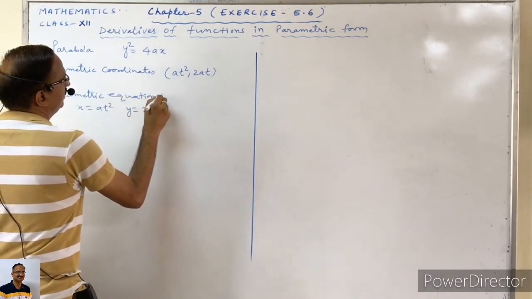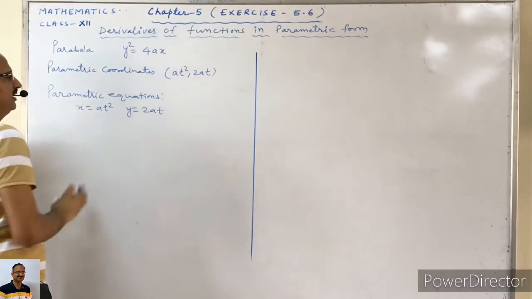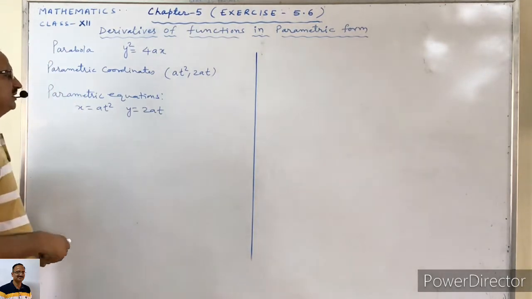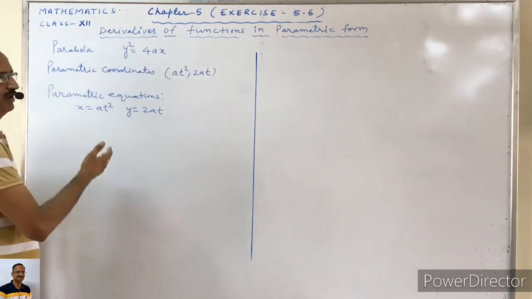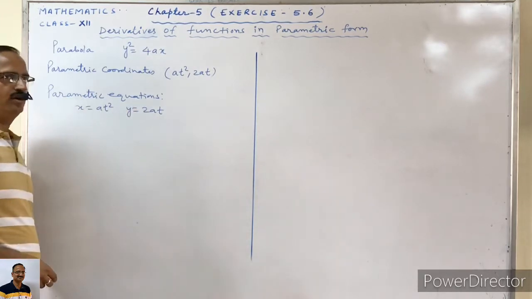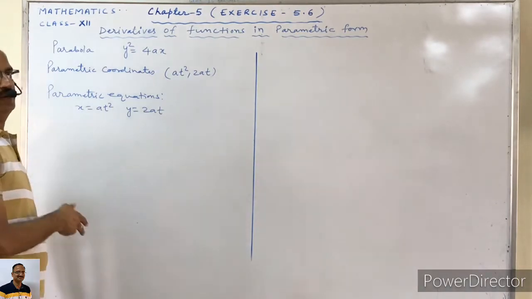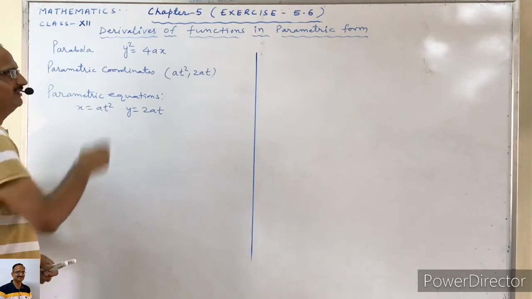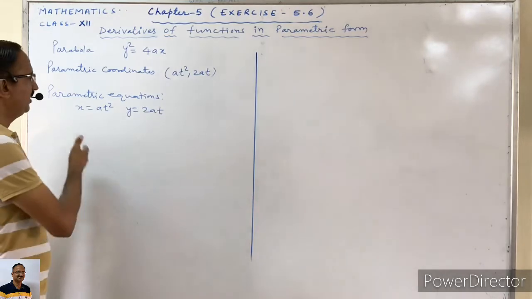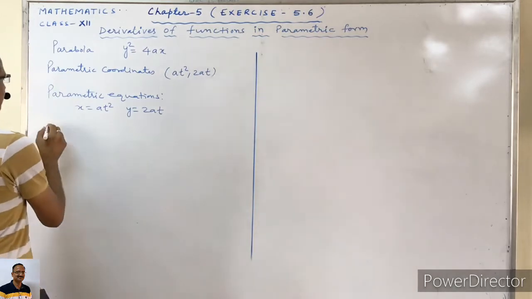So we can say that the parametric equations of the parabola are x equals to at square and y equals to 2at. So in parametric equations we will write the x and y coordinate separately in the form of a third variable. This third variable is called parameter. That's why these are called parametric equations or parametric form. So in exercise 5.6 we have to find the value of dy by dx with the help of these parametric equations. So let us start with question number 1.